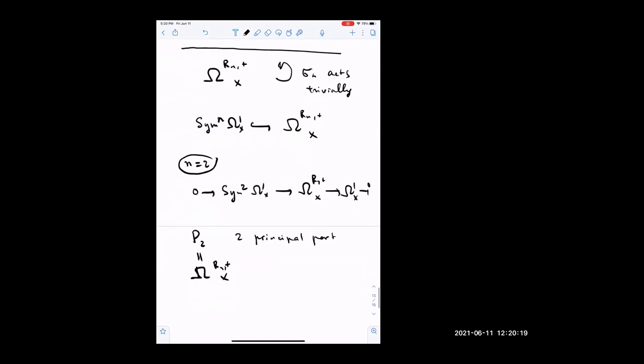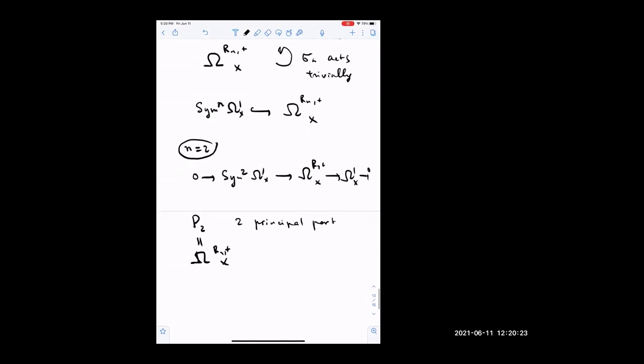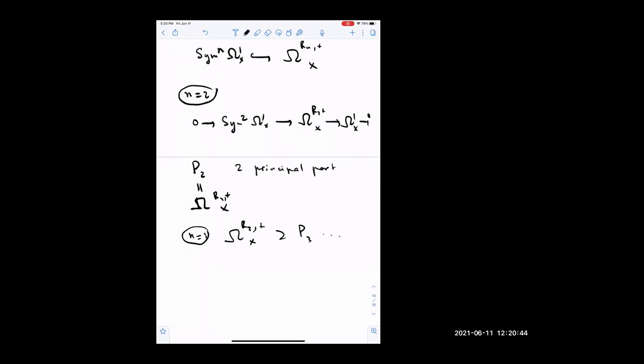So it would be really nice if this story continues, but for n equal to 3, then this Omega r 3 is just way bigger. It's a little bigger. It contains the P3, but there's another factor. So I don't really understand what it is. And of course, when n grows, this is just really big, and I have no clue what it is.